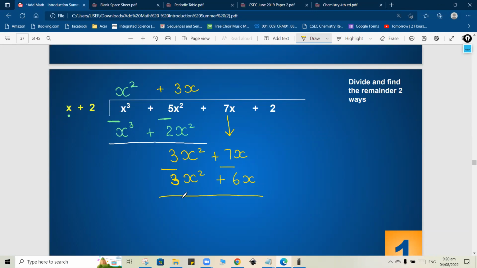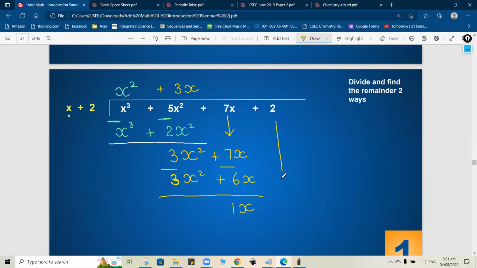When you minus these two, you're going to get 0. So I know I'm on the right track. Then you say 7x minus positive 6x. So a minus and a plus is a minus. 7 minus 6 is 1x. Right? You don't have to write the 1 if you don't want to, but you could.